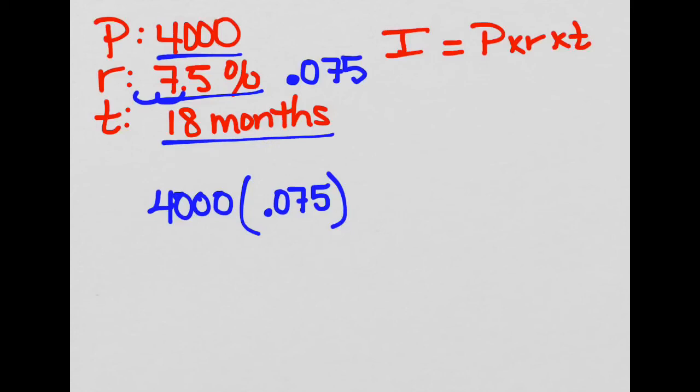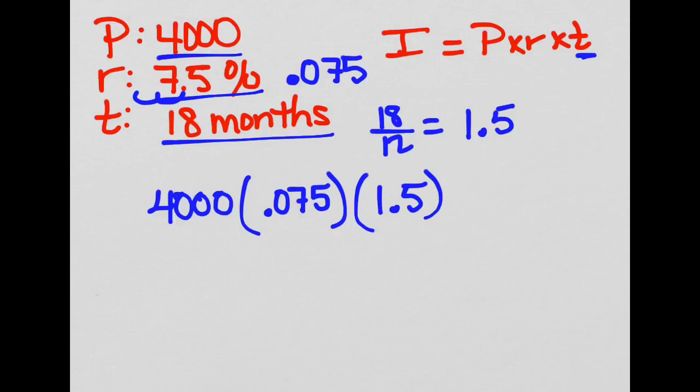18 months is a year and a half. 1 year is 12 months, so I'd take 18 divided by 12, which gives me 1.5. That's a year and a half, so that's what I use as my time. Remember, time is always in years, always in years. So I'm going to take 4,000 times 0.075 times 1.5, and that will give me 450. So my interest is $450.